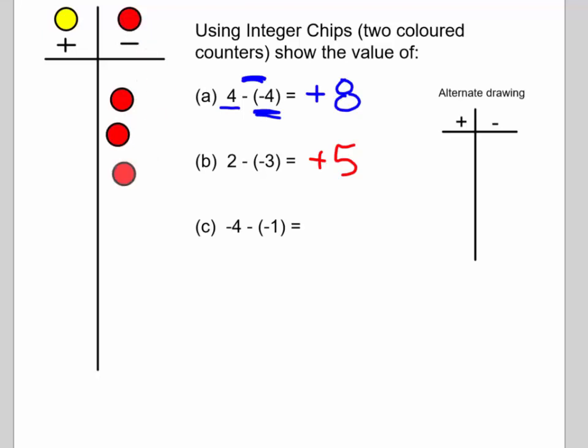Here's my negative 4. Now let's read this carefully. Start with negative 4. Take away a negative 1. Do I need to use 0 pairs on this? And the answer is no, I don't. I actually have the negative right here. That's what I have to take away. So when I take that one away, I'm left with negative 3. Okay?